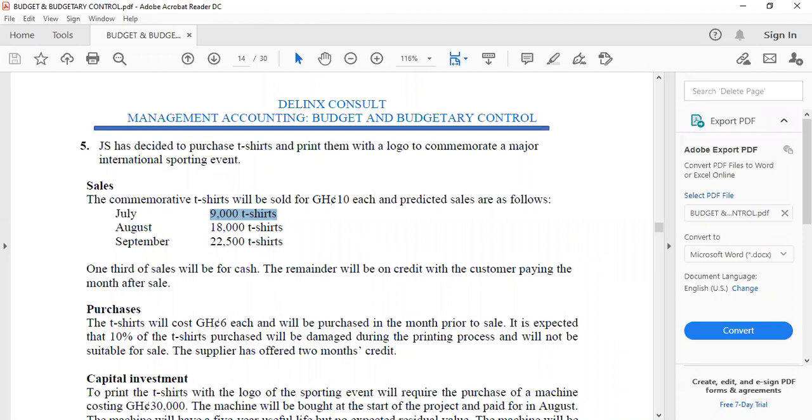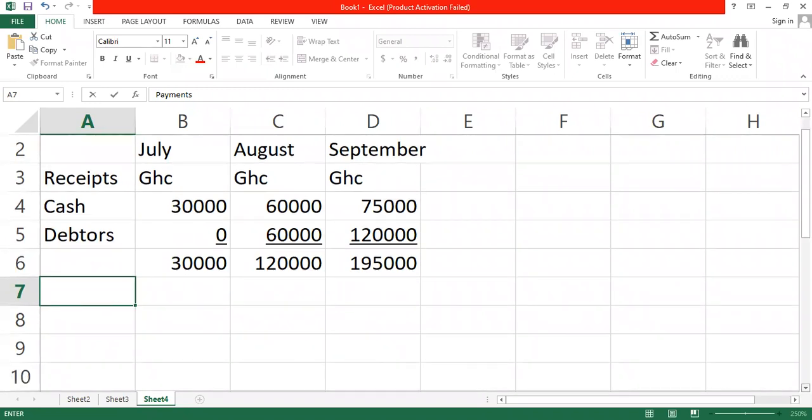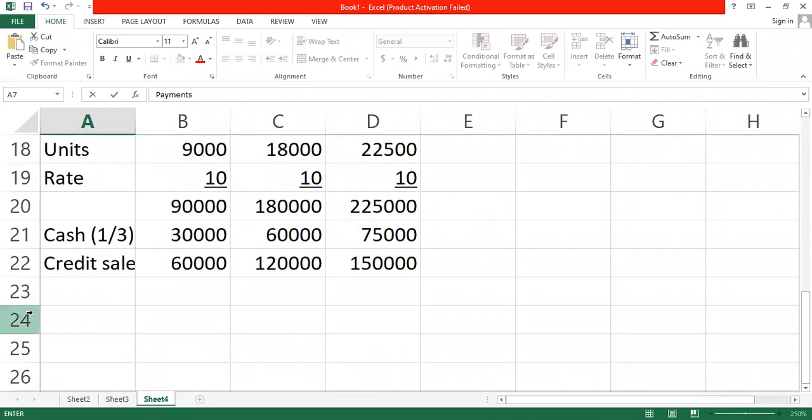90%. So let me just come and do purchases. Let me do purchases. Purchases. And look at the purchases budget here.